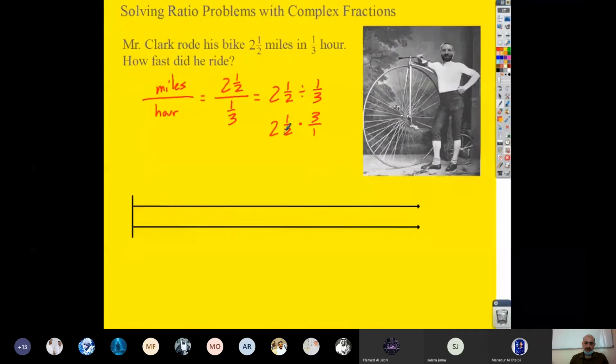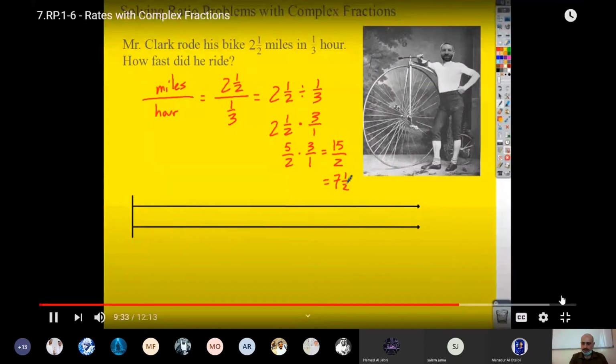So let's do 2 times 2 is 4 plus 1. This is the same as 5 halves times 3 over 1. So that's 15 halves, which is 7.5. Same idea. Find the one that you find the most success with. I would definitely use the number line to start with, and then if you are feeling pretty good about dividing fractions, go ahead and do that.